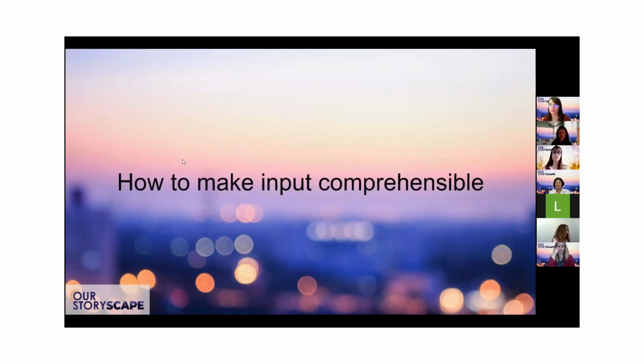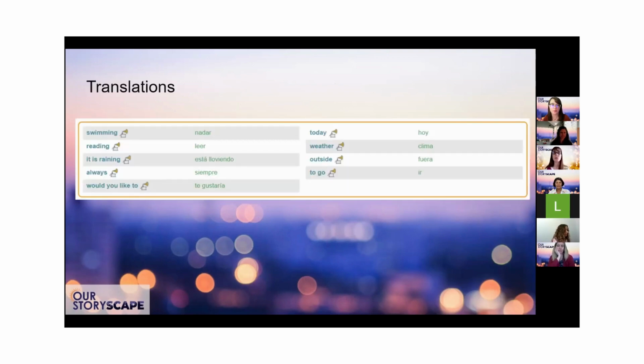So now that we know what comprehensible input is, how do we take what we're teaching and make it comprehensible? There's lots of ways to do this, and it's not as hard as it might seem. So the first one is translation, super simple. And in our Storyscape, we give translations of the vocabulary, and that makes it comprehensible. So very simple. You can see that we give the vocabulary word, and then we give the translation right there. That makes that input comprehensible for students to understand.